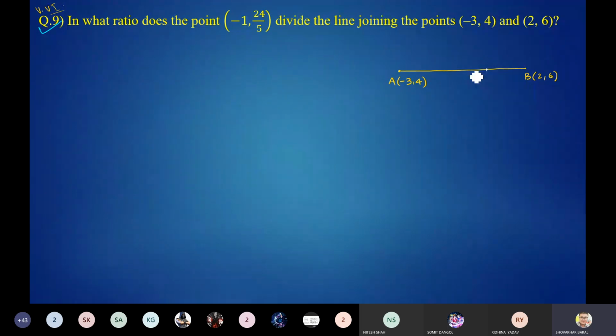It's not always necessary that the point must be at the center or at the midpoint of AB. It can be anywhere in between A and B. So let me suppose this point is (-1, 24/5). Draw the figure also. This is any line segment, this is a part of a line, and A and B are the coordinates of the line segment. A is (-3, 4), B is (2, 6), and the point in between them is (-1, 24/5). So, solution.